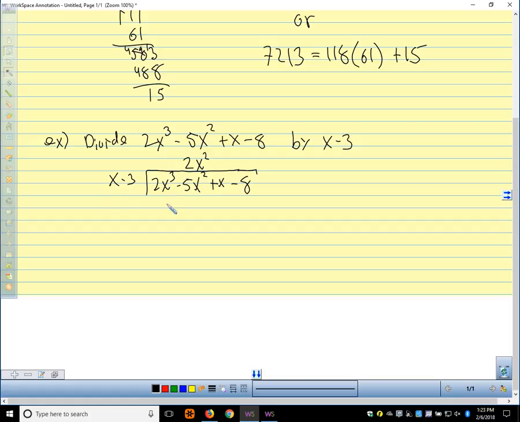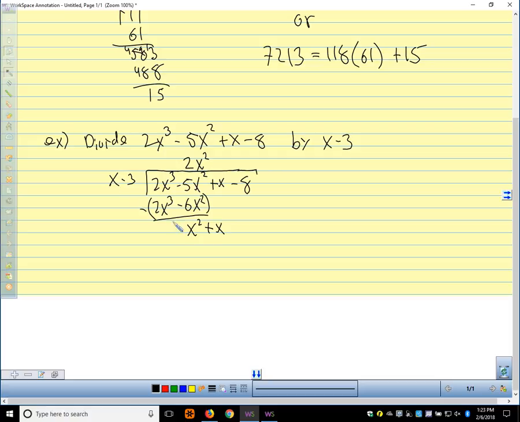Now I'm going to multiply 2x squared times x minus 3. I get 2x cubed. 2x squared times negative 3 is negative 6x squared. And I'm going to subtract. I like to write the parentheses and put the negative sign there to remember to subtract everything. 2x to the third minus 2x to the third, 0. That's the point of doing this. I want that to go away. And 5x squared minus negative 6x squared, so negative 5x squared plus 6x squared, x squared. And I'm going to bring that x down.